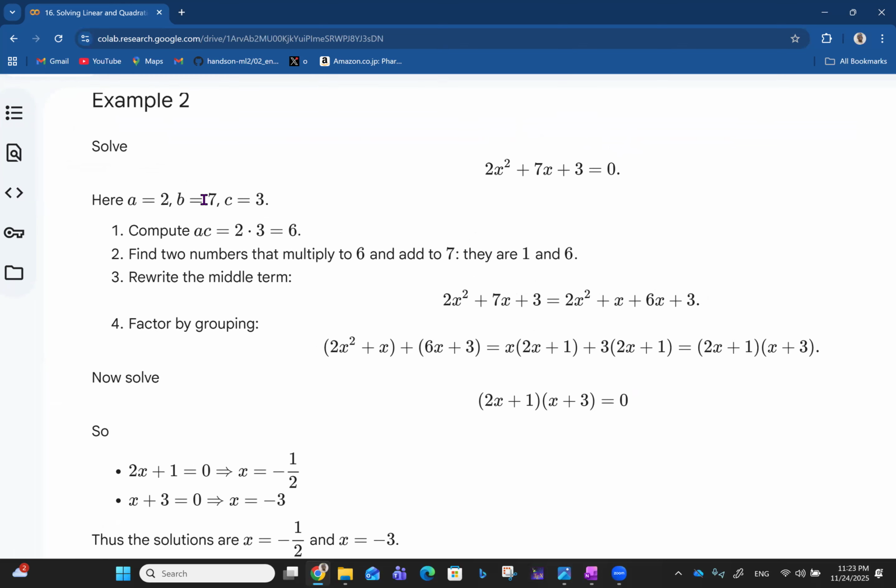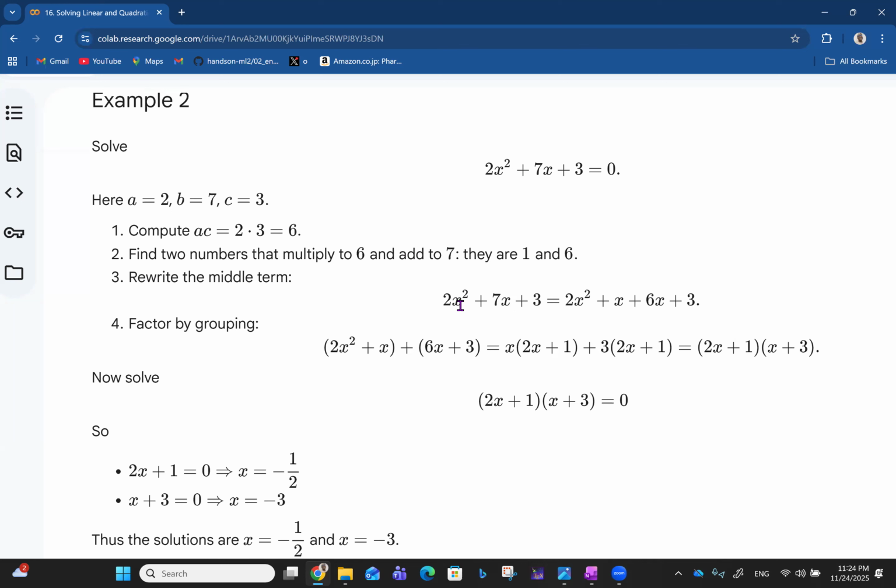So you identify a, b, and c. a is 2, b is 7, and c is 3. All right. So we have to compute AC. That's 2 times 3, which is 6. So instead of just working with this 3, now you have to multiply it by 2. So we now need two numbers that multiply to give us this 6, not 3 anymore. But when we add, we still get 7 in the middle. Of course, we have to look at the factors of 6: 2 and 3, 1 and 6. 2 and 3 will not give us 7, but 1 and 6 will. Since it is plus 7 we are looking for, 1 and 6 will fit the bill.